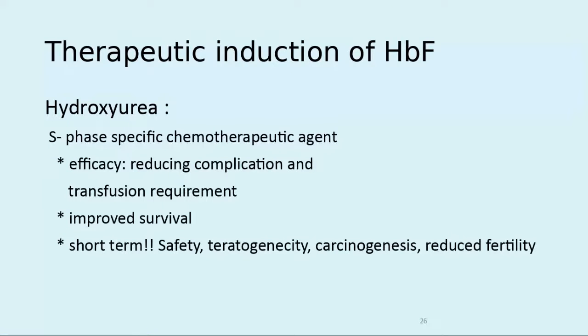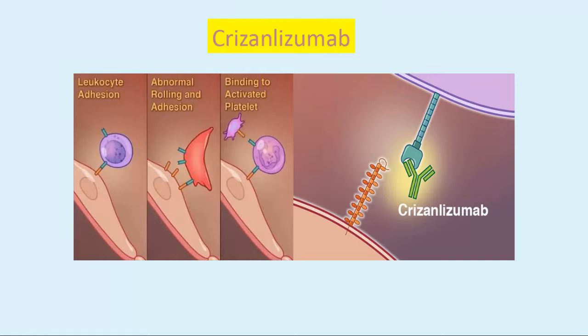Of course, hydroxyurea is an S-phase specific chemotherapeutic agent. Its efficacy includes reduced complications, reduced transfusion requirement, and improved survival, with concerns about short-term safety, teratogenicity, carcinogenesis, and reduced fertility. Those are remarkable points to draw attention to. We are using a chemotherapeutic agent, which is used in malignancy, to treat a benign condition. So I think it's time to think of alternatives to hydroxyurea and to explore the possibility with your patient to give them a better chance.